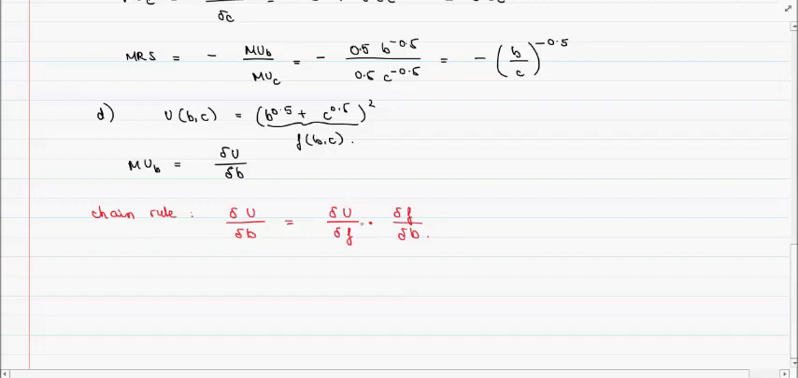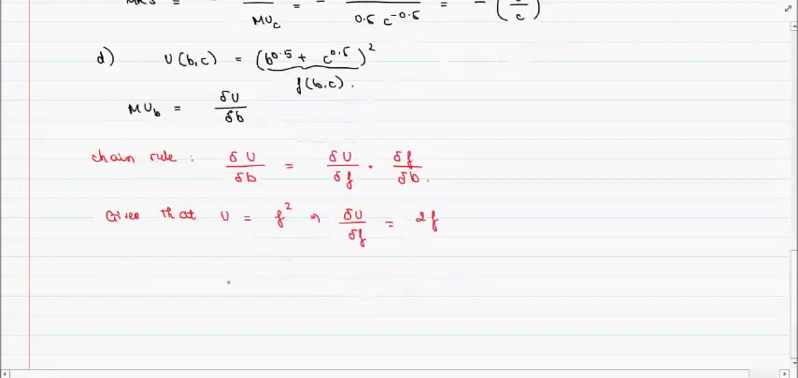Okay, so this is called chain rule. So given that u is equal to f squared, because everything inside the bracket is f, the change in u given the change in f, so if we differentiate u with respect to f, then it's just basically a function f squared. So if you differentiate, that will give you 2f.